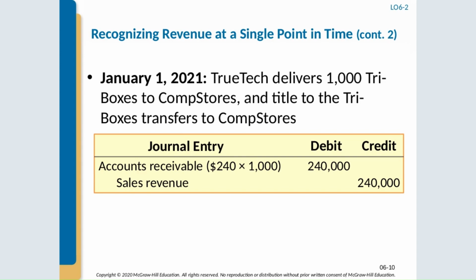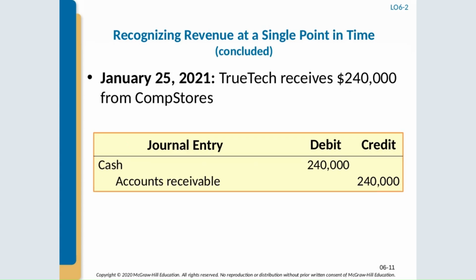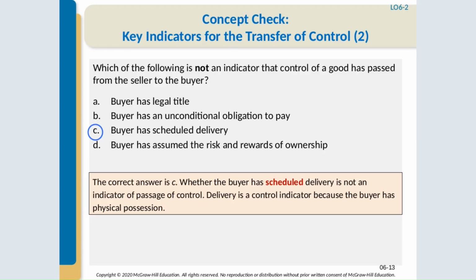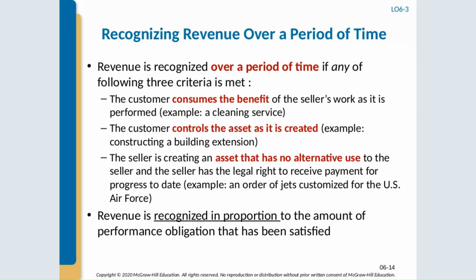We're going to recognize the revenue when the goods are delivered. We debit accounts receivable in this case because it was on credit. And then when we receive the payment, we debit cash and we credit receivable. All right, pretty straightforward. You guys are familiar with that.